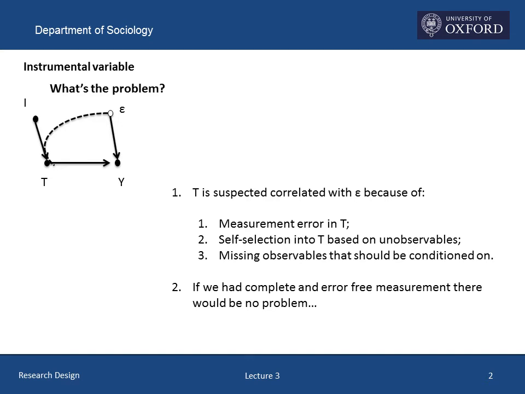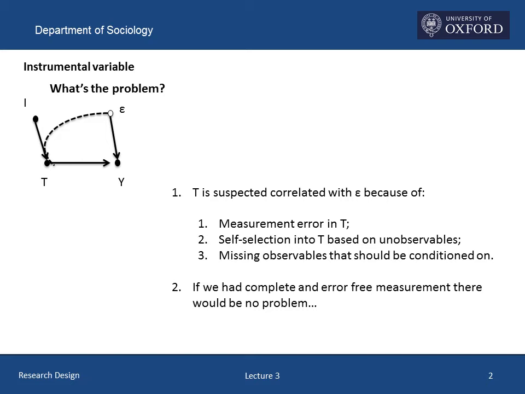So, here in a nutshell is the problem that instrumental variable estimation is meant to solve. We want to study the effect of t on y. But there's measurement error in y. Perhaps there's non-compliance or contamination between treatment and control. There also might be self-selection into t based on unobservables, and there might be missing observables that should have been conditioned on but haven't been.